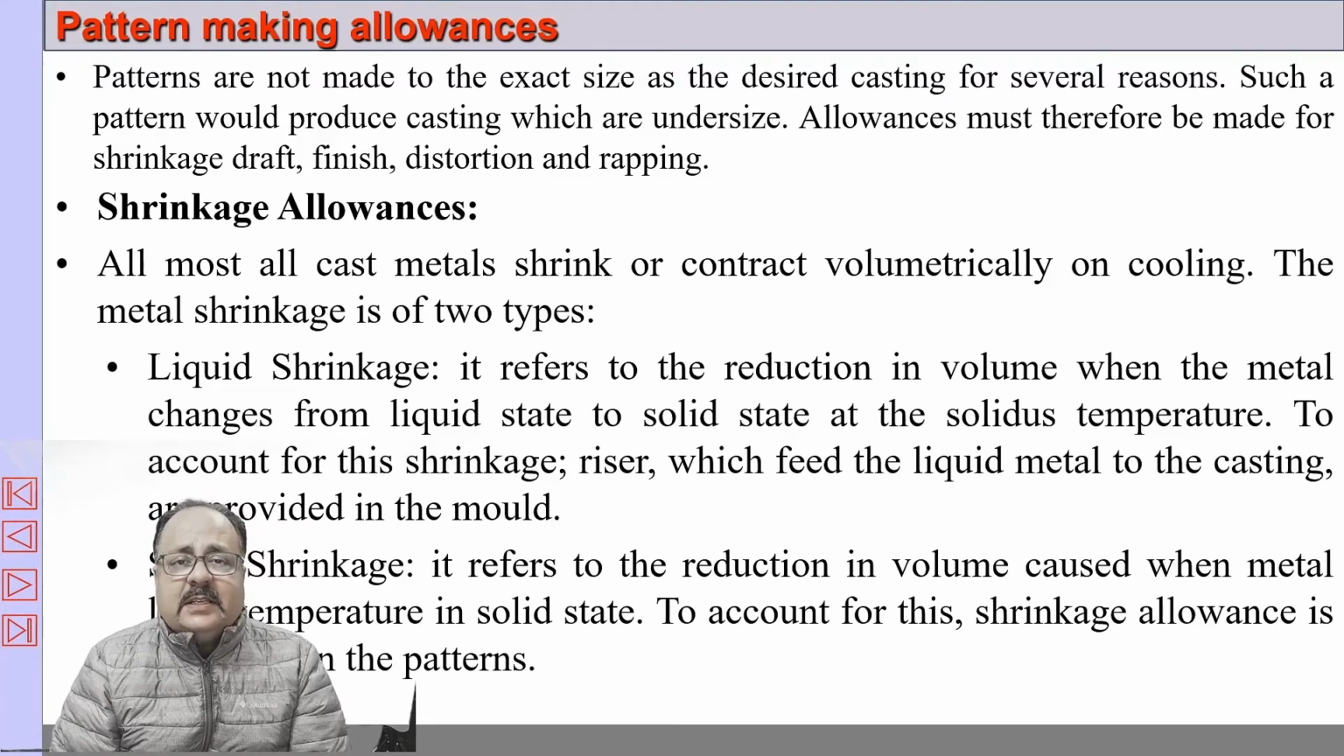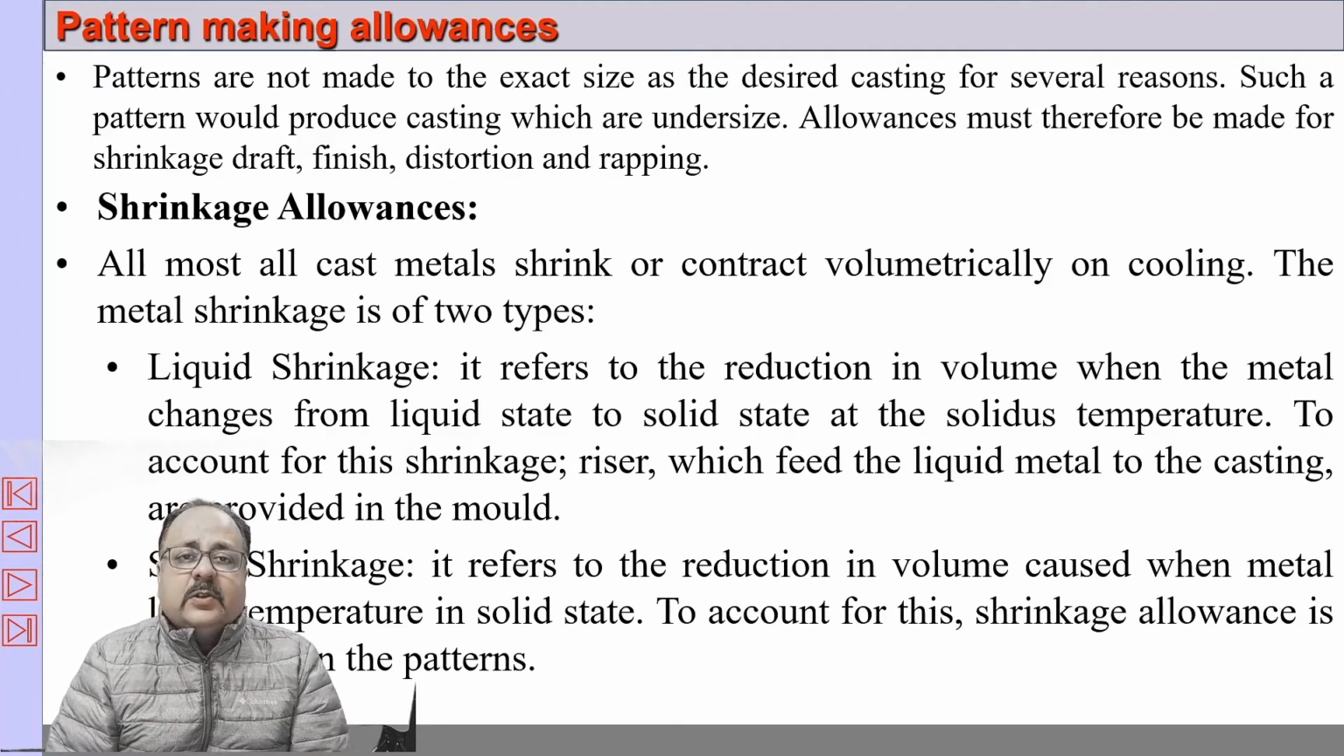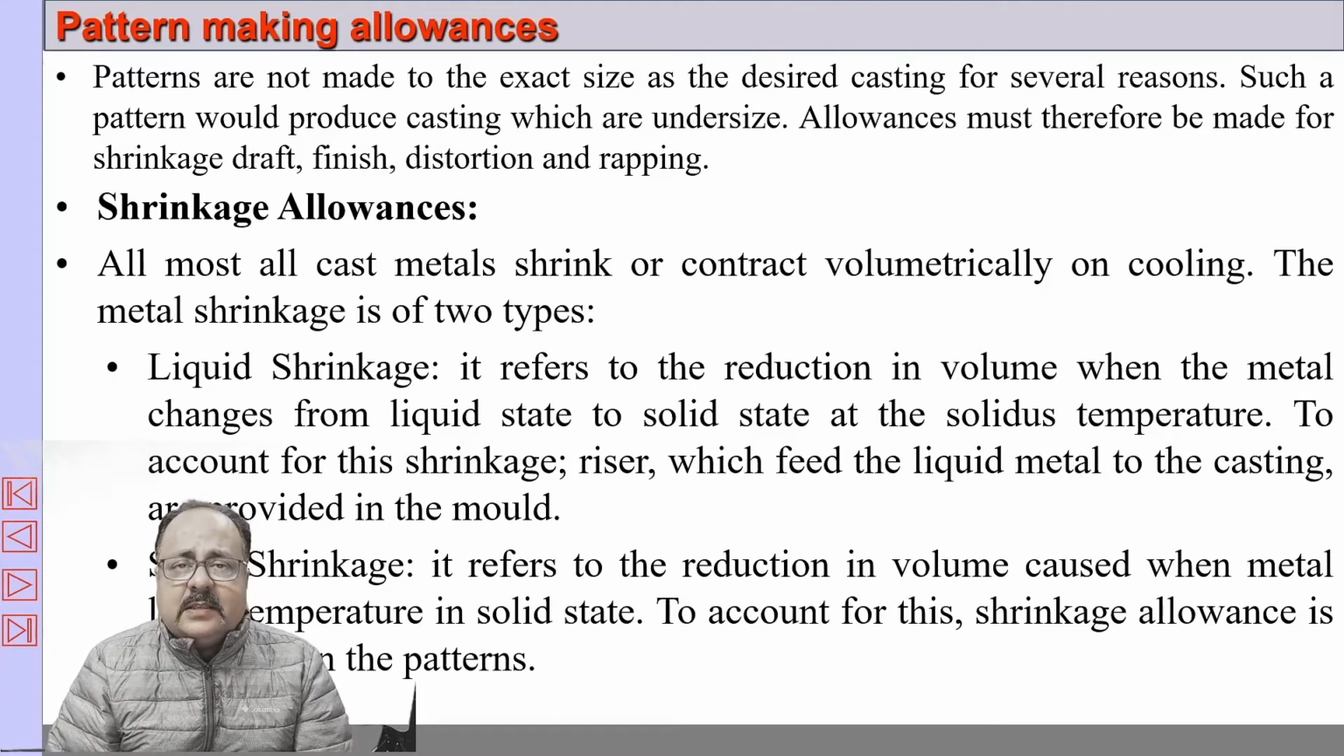Now what is this shrinkage allowance? That means when the solid metal inside the mold solidifies, it shrinks. Now when it shrinks, it becomes smaller than the mold cavity. That we don't want. So what we have to do is make the mold cavity slightly bigger, so that when it cools down, it comes to the required size of the final casting.